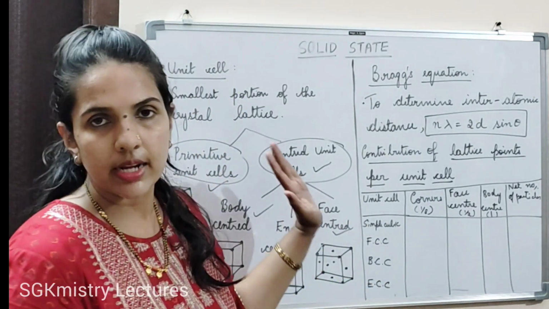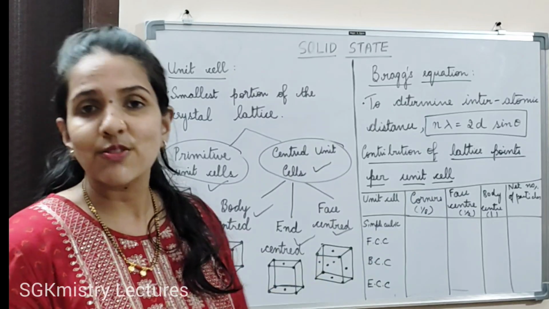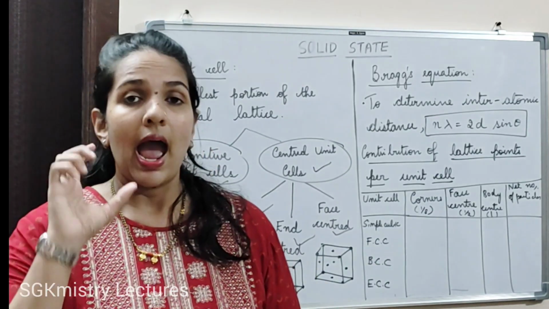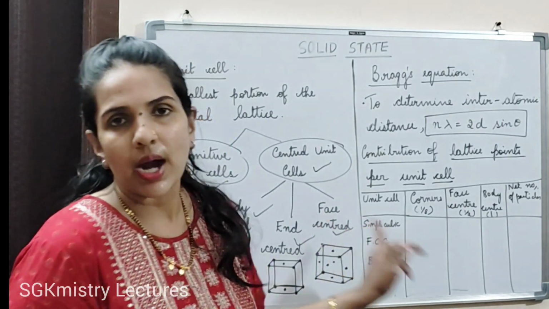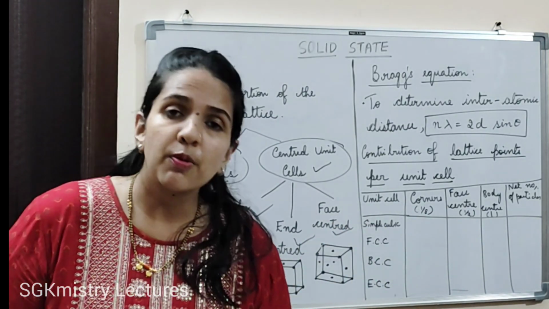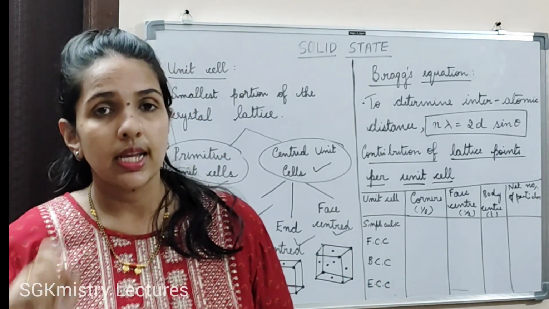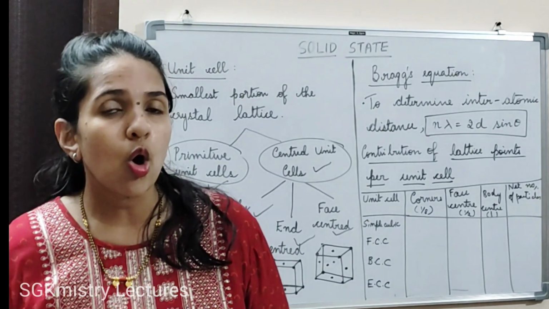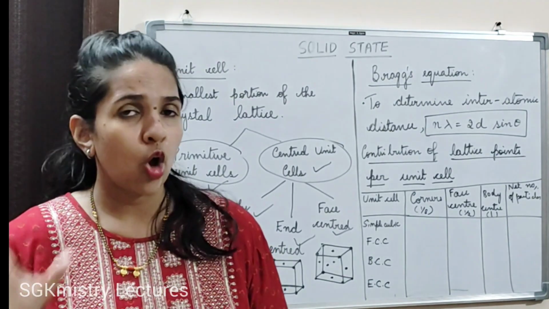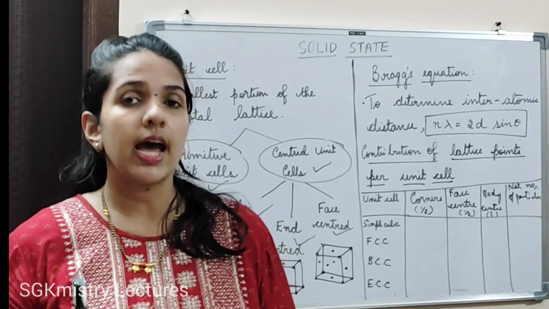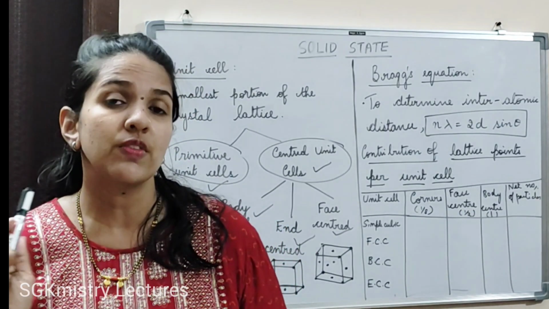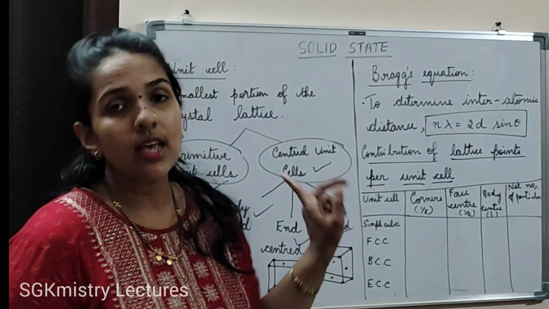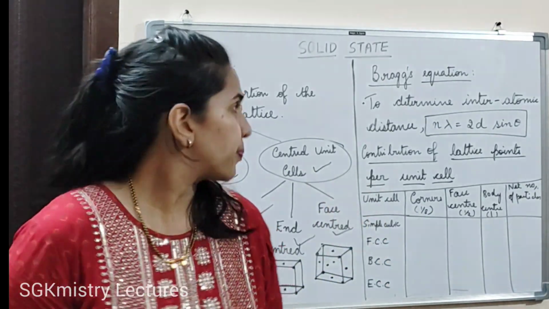So here at the side. There are totally 6 faces for a particular cube, and in the center of each of these 6 faces there are particles present. Such unit cells, where the particles are present in the corners of the unit cell, along with the center of each of the 6 faces, are called face centered unit cells.